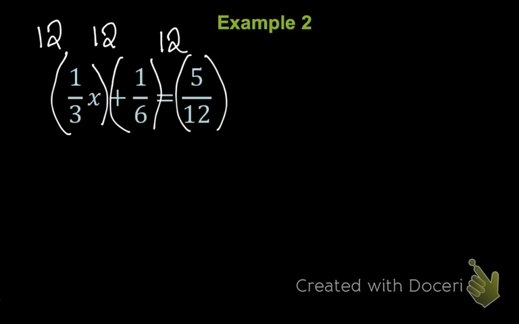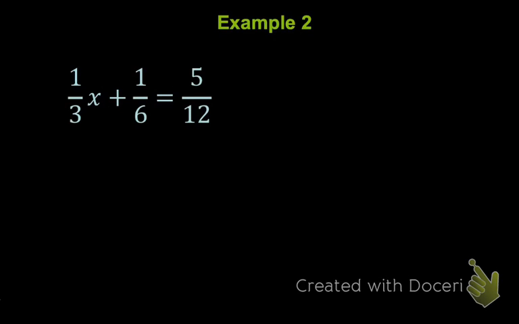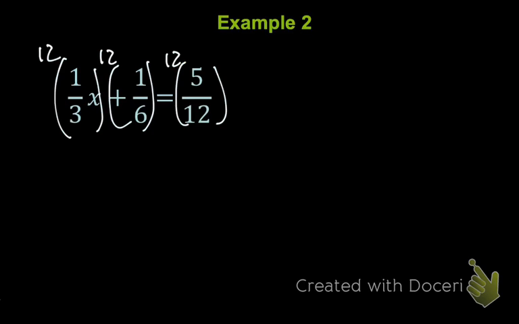Okay, step 3 says to divide by the denominator. So I'm going to divide the 12 by each denominator. So 12 divided by 3 is 4. Oh, and I got rid of it all. Hold on. I'm sorry. All right, let's try this again. 12 divided by 3 is 4. 12 divided by 6 is 2. And 12 divided by 12 is 1.